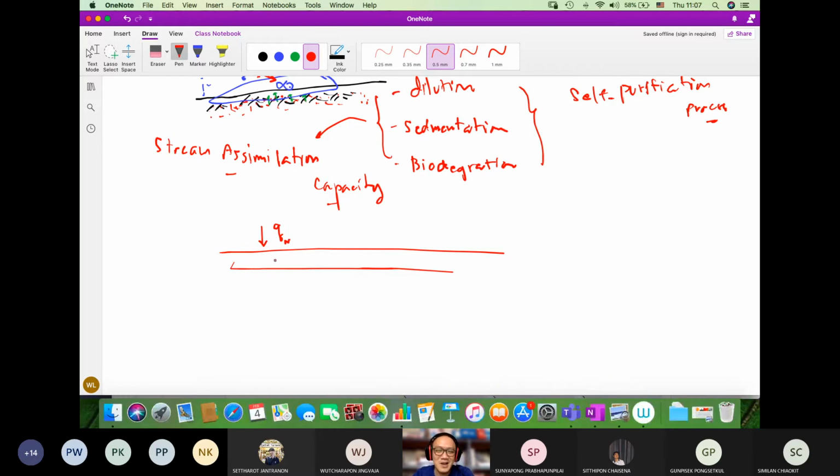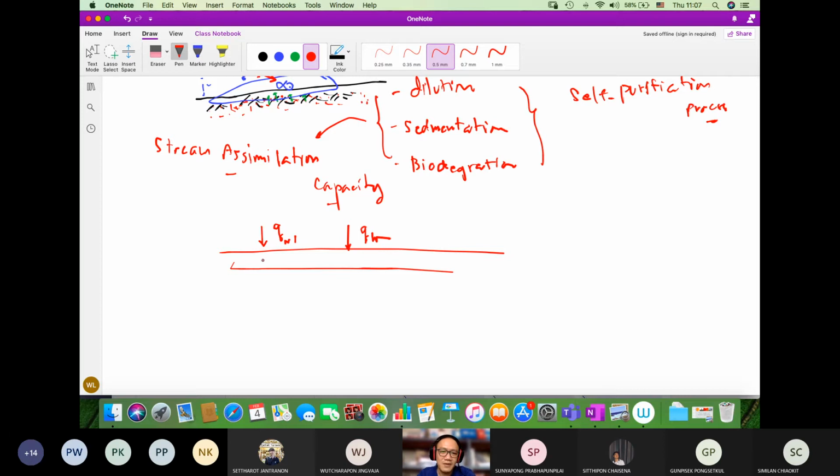Okay, so these are the wastewater sources, one source and two sources. The second source is here. The waste is discharged with the QW2. This one is the QW1. Q is the wastewater flow rate. Okay.